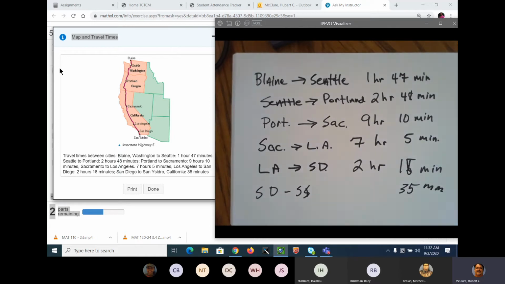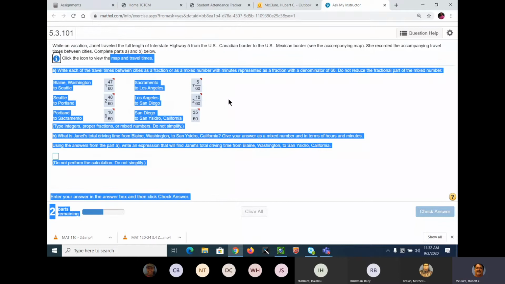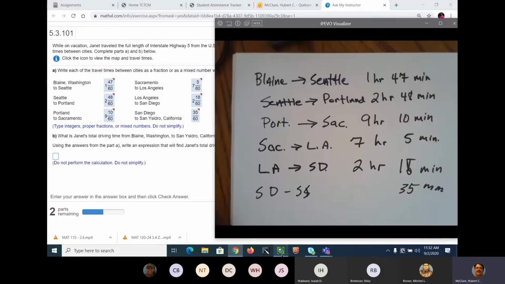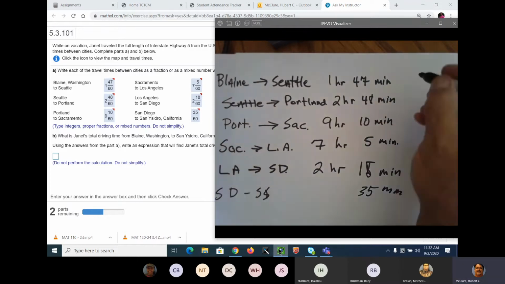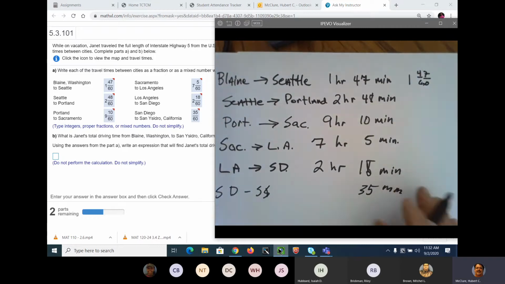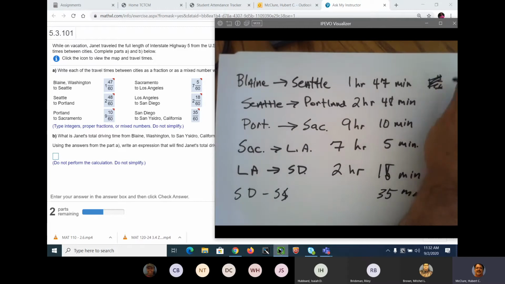Okay, now I don't have to look at that paragraph because I don't like looking at a paragraph when trying to get information out. And it says, what does it say first? Write each time travel between cities as a fraction. Okay, well, let's go back to our handy dandy. So 47, that's out of 60. So that's going to be 1 and 47 over 60. Oops, sorry. I didn't know there was another page there. 1 and 47 over 60.